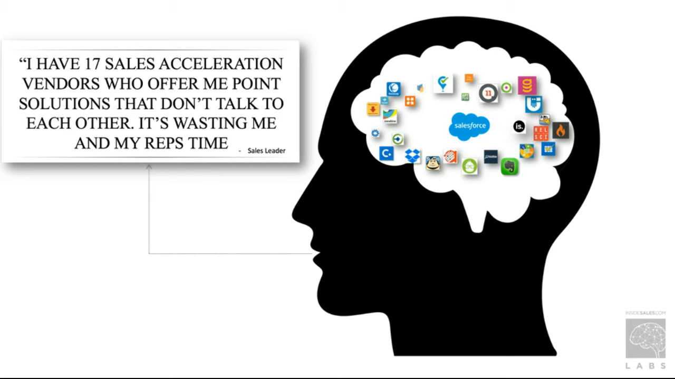He said, look, Gabe, we wanted the CRM to start working more for us, so we wanted to get some sales acceleration tools. But he said, I have 17 sales acceleration vendors who offer me all of these point solutions that don't really talk to each other. And frankly, I thought this was probably the most interesting: it's wasting me and my reps' time. Every quarter these different vendors want to do a QBR with him, and he's got to do a renewal every 6 to 12 months. I thought that was interesting. But on the flip side, he said all of these tools have started to waste my reps' time rather than bring the promised sales acceleration benefits.